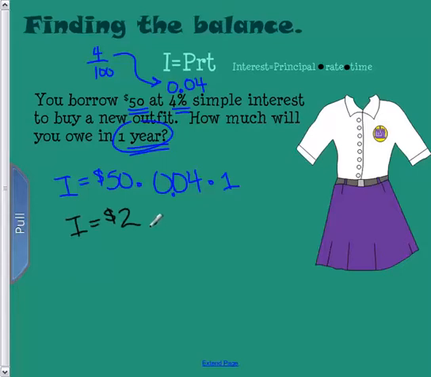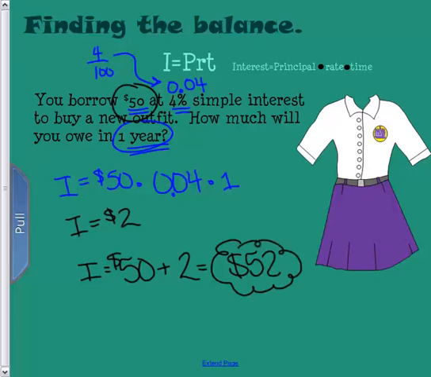Now, let's think about this. I'm going to owe $2, but I borrowed $50. So what does that mean? That means that I have to take the $50 that I originally borrowed and add it to this interest. Which means I'm going to pay at the end of the year $52.